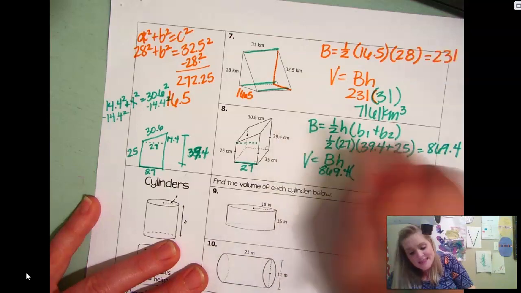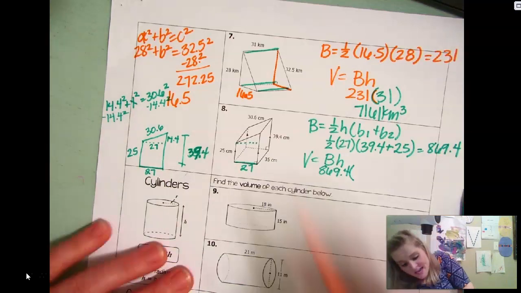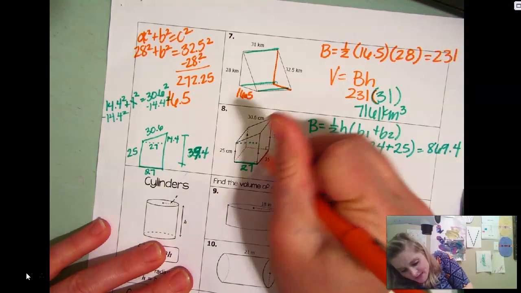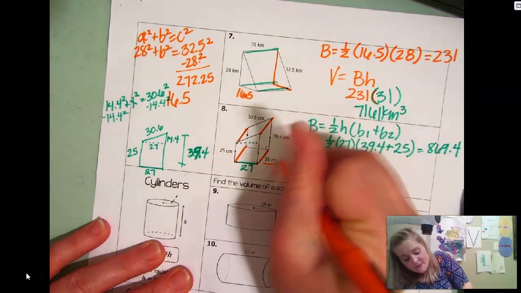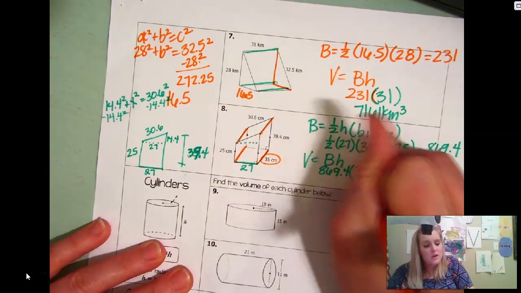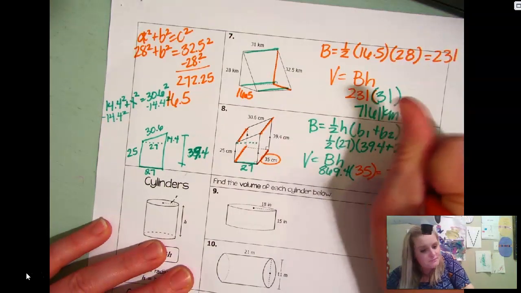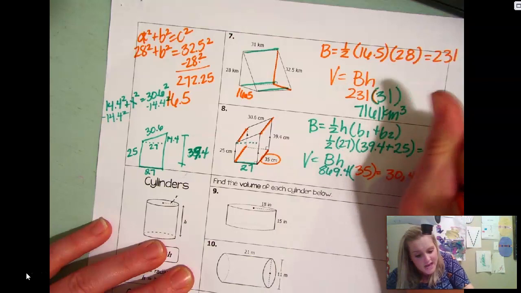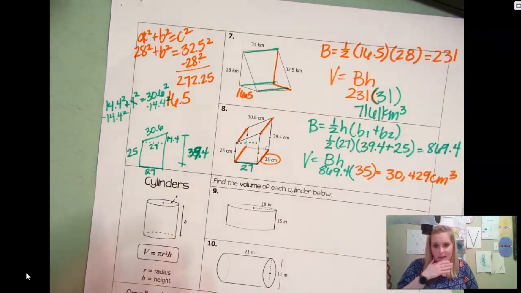The height of the prism, not the height of the base, the height that separates the 2 bases, is 35. You multiply those together, and that's going to give you 30,429 centimeters cubed. Okay. All right.